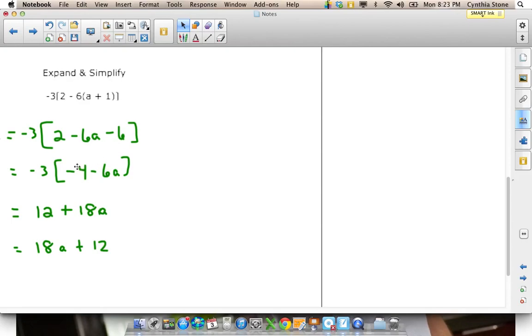2 take away 6 is negative 4. And then I still have minus 6a. Remember that minus is that one there. And this is minus 4 because I'm going 2 subtract 6, which is negative 4.